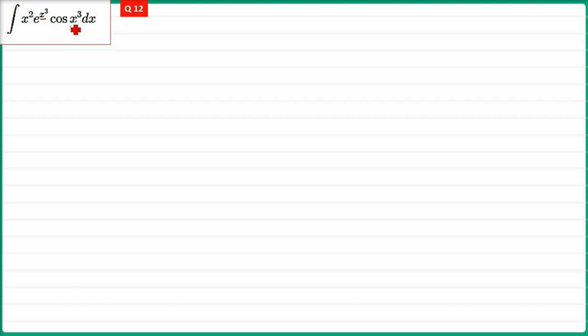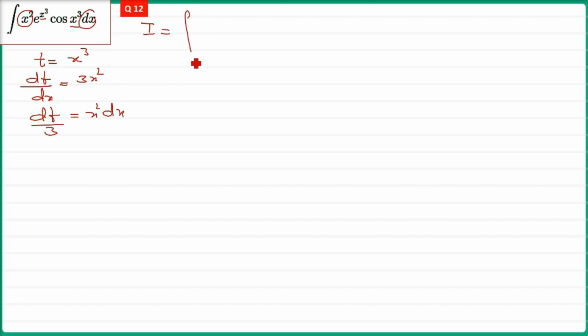Now let's take x cube as t. So dt by dx equals 3x square. So dt will be equal to 3x square dx, so dt by 3 you can bring in place of x square dx. So x square dx we got. So this I will be equal to, in place of x square dx, just write dt by 3. 1 by 3 can be brought out. e raised x cube, so e raised t, and cos x cube is cos t.